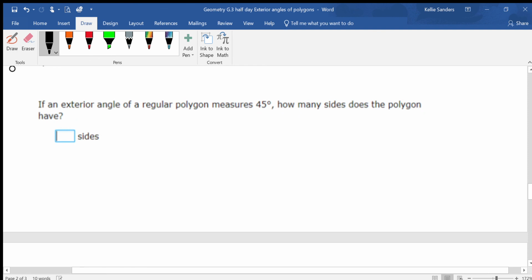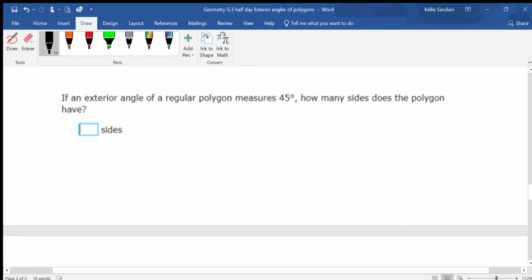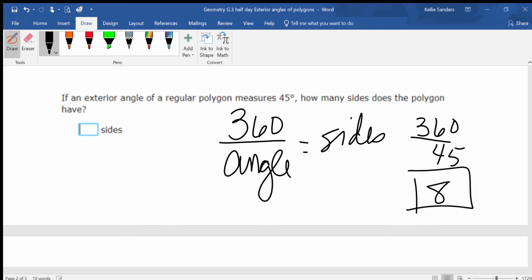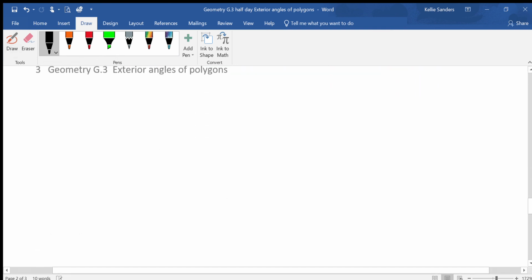If an exterior angle of a regular polygon is 45, how many sides does the polygon have? This is pretty much the reverse of saying you have exterior angles and you're dividing by the number of sides to get the angles. Well, we're still going to take 360 and divide by how big the angle is to get how many sides there were. So 360 divided by 45 should be 8. Been a long time since I did that, but yeah, it's 8. That's it.